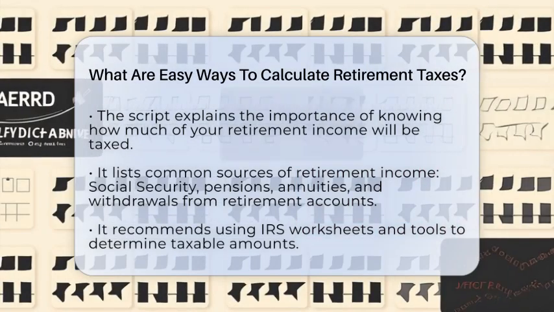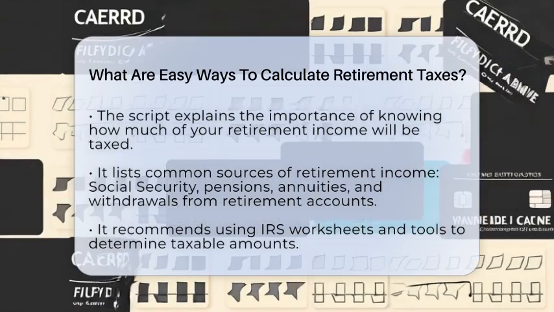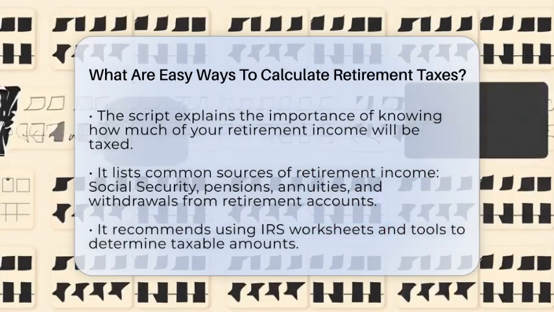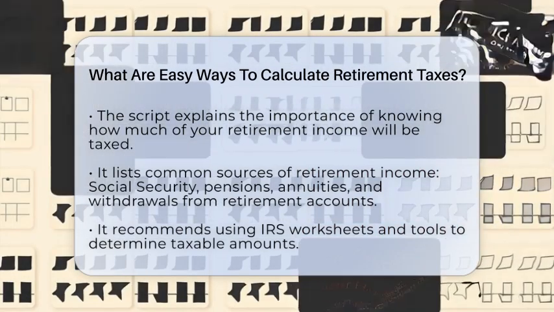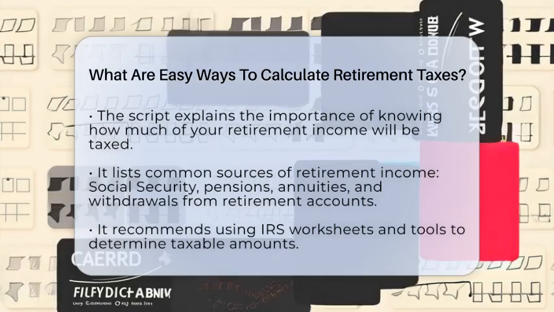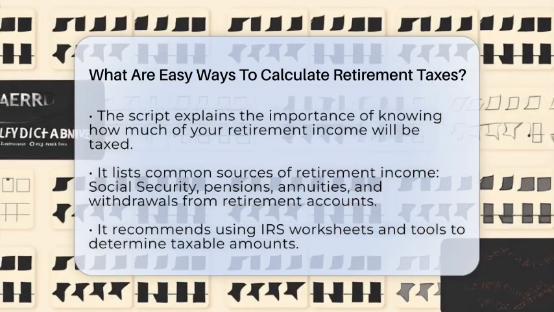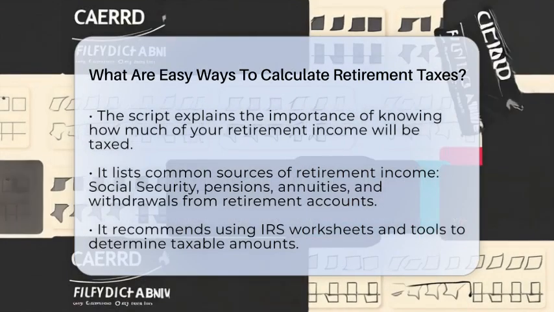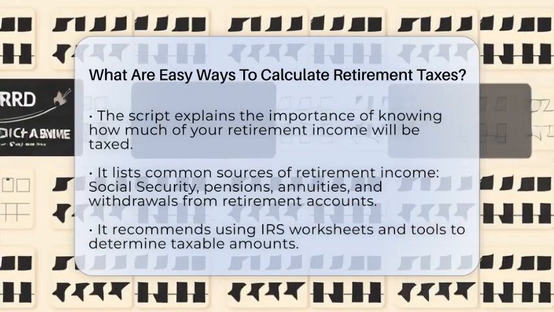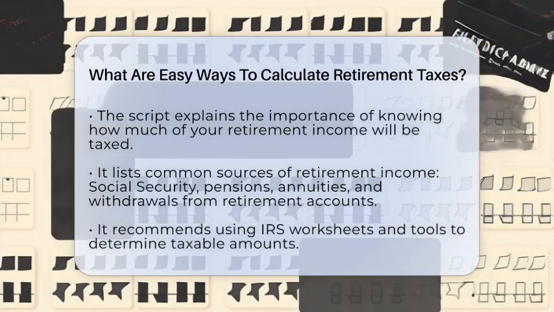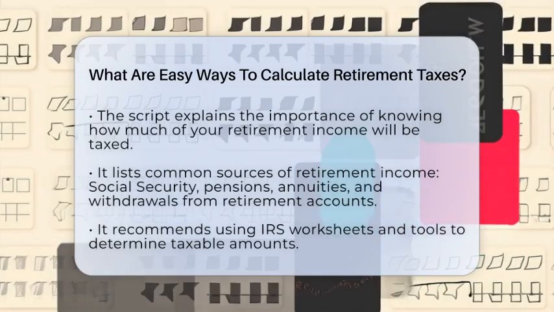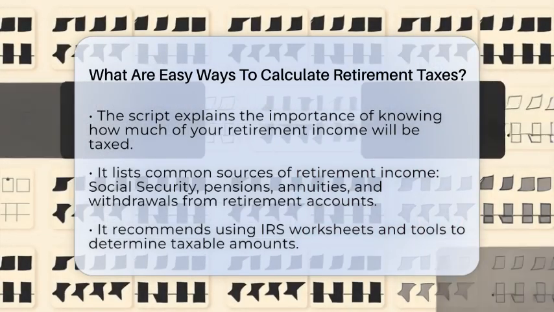First, start by knowing what types of income you receive. Common sources include Social Security benefits, pensions, annuities, and withdrawals from retirement accounts like individual retirement accounts and 401(k) plans. Each source can be taxed differently, so understanding this is the first step.